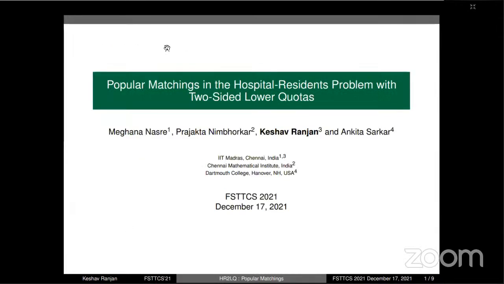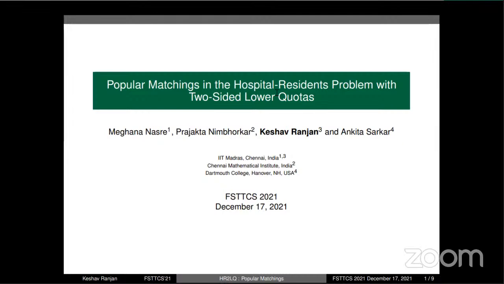Yeah, hello everyone, thanks. So my name is Keshav Ranjan, and the title of the work is Popular Matchings in the Hospital Residence Problem with Two-Sided Lower Quotas. This is a joint work with Professor Meghna Asre, Professor Prajakta Nimborkar, and Ankita Sarkar.